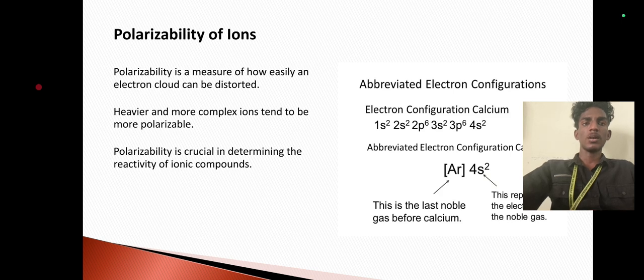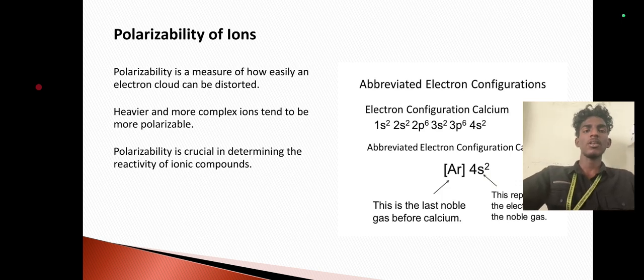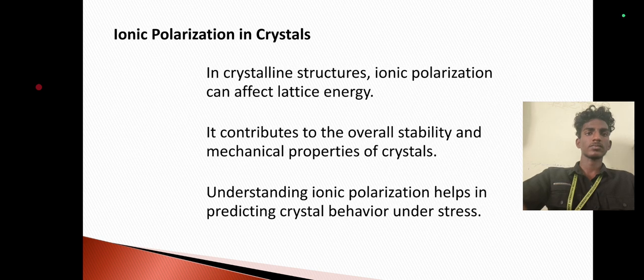Polarizability of ions. Polarizability is a measure of how easily an electron cloud can be distorted. Heavier and more complex ions tend to be more polarized. Polarizability is crucial in determining the reactivity of ionic compounds.